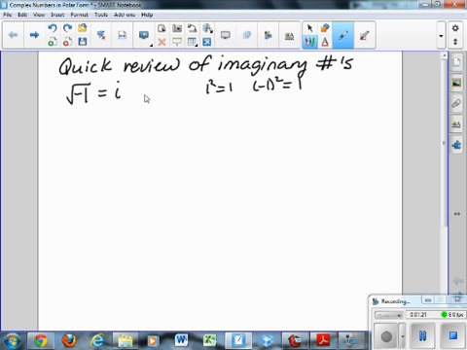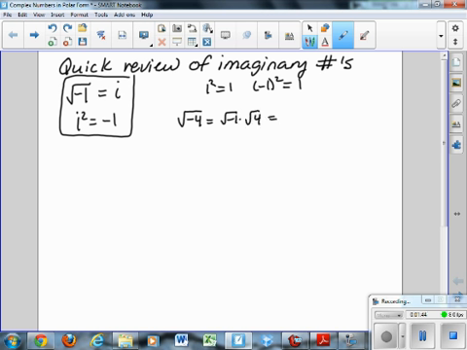Anyway, how do we handle the square root of a negative number? Well, there's two things you need to know. One is that the square root of negative 1 is i, and also that i squared then equals negative 1. If you know those two pieces of information, you can do just about anything you want to with imaginary numbers. For example, if I wanted to take the square root of negative 4, I could say that's the square root of negative 1 times the square root of 4, which is i times 2, or 2i. So the square root of negative 4 is 2i.